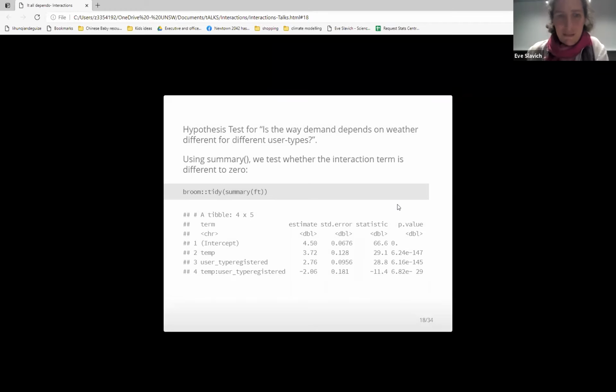And so the other way that you could analyze this interaction, if you had a hypothesis, was if you were asking, is the way demand depends on weather different for different user types? That's like testing whether the interaction term, the difference between the slopes, is different to 0. And so using summary in R, you can test whether the interaction is significantly different to 0, and it is. And so that's saying that those slopes are significantly different.